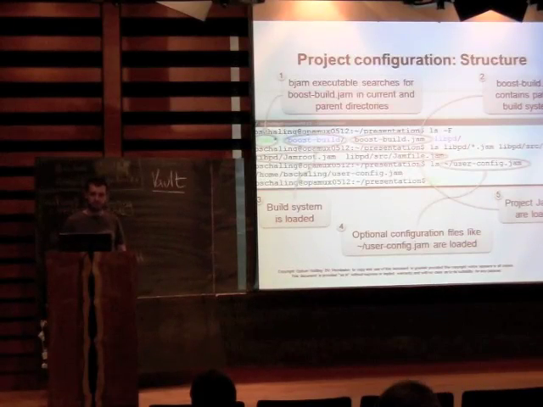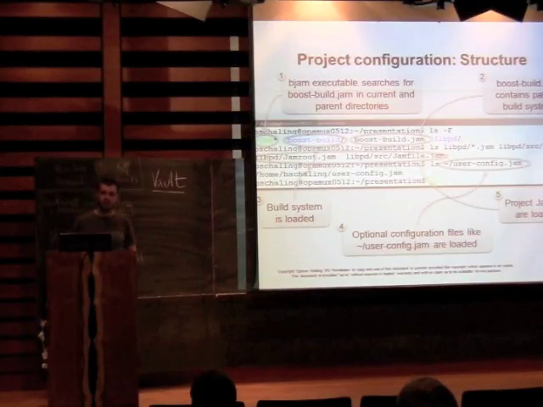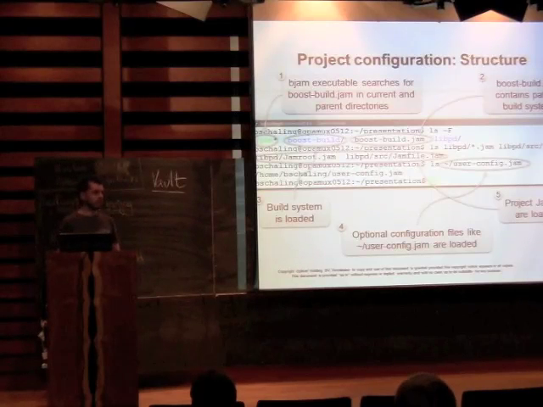What BGEM does first is look for another file called boost-build.gem. And it is looking for this file in the current working directory. If it doesn't find the file in the current working directory, it looks in all parent directories. So somewhere BGEM expects a file called boost-build.gem. This is a very simple file. In this file, there's actually only one path embedded. And this path points to the build system, to boost-build.